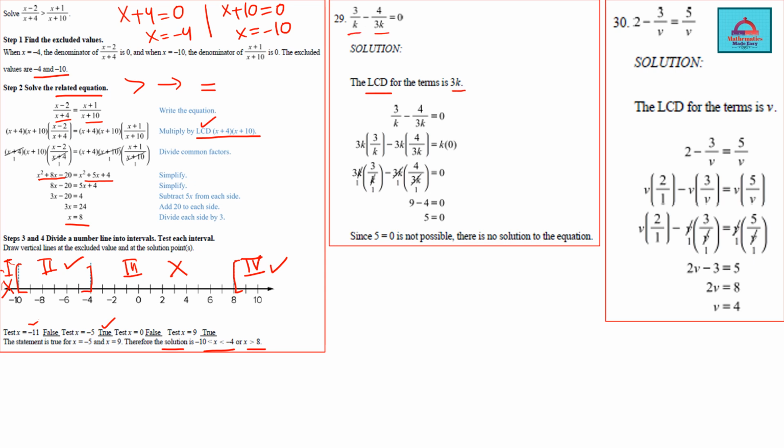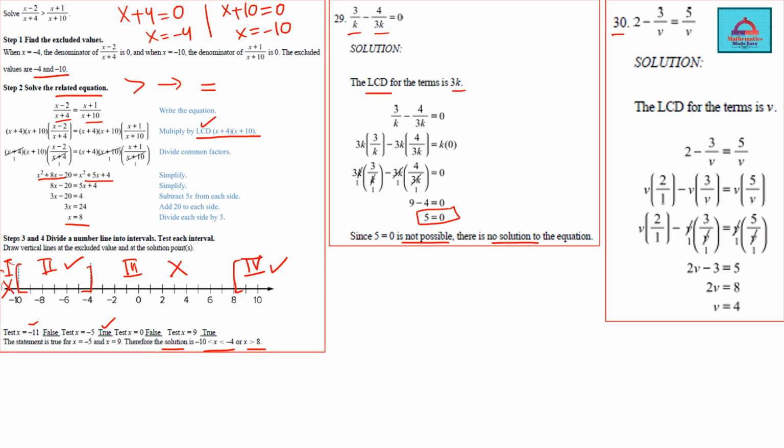The LCM is here 3k, so you take 3k common, multiply both sides of the equation with 3k, cancel the common factors k and k, so 3 with 3 is 9, minus 4 equal to 0. Now this is coming as 5 equal to 0. Think about this. Is it possible that 5 be equal to 0? Not possible. So there is going to be no solution to this equation.